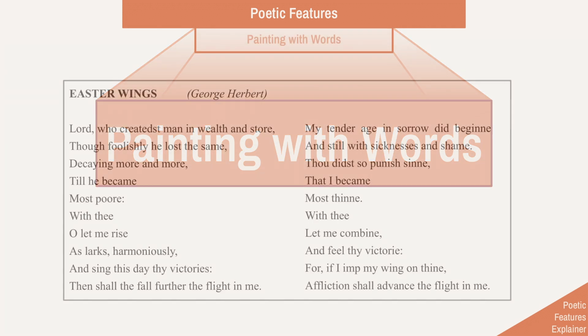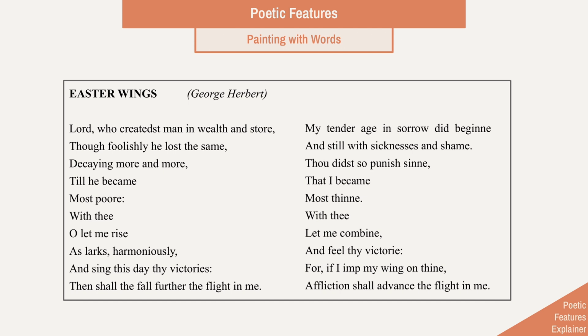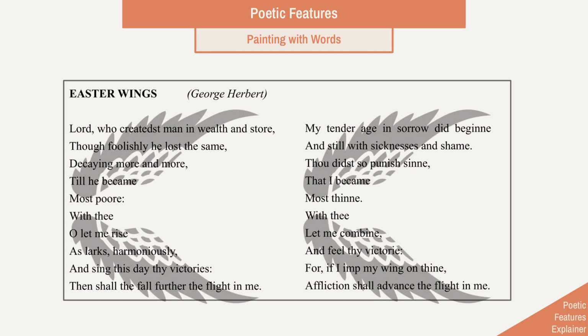Compare, for example, Easter Wings by George Herbert. This poem uses the image of wings, flight, and rising from suffering. But Herbert didn't just say that. He painted it, shaping the words themselves into two sets of wings.